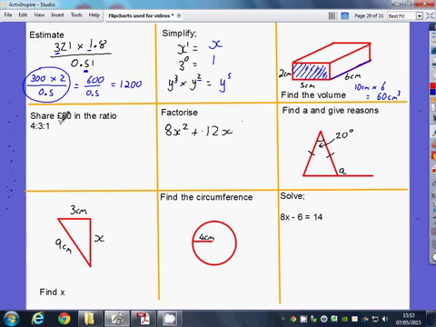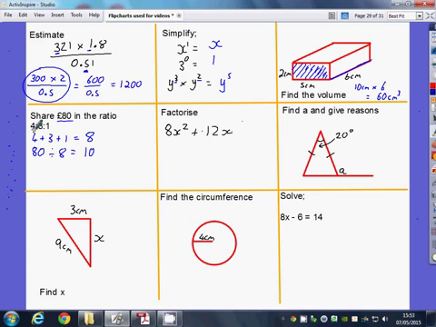Number 4, sharing in a ratio. So share £80 in the ratio 4 to 3 to 1. So the first thing we do is add the parts together. We've got 4 parts, 3 parts, and 1 part, which is a total of 8 parts. Well, if I'm sharing out £80, to find out what each part is worth, I do 80 divided by those 8 parts, which gives me 10. Then it's nice and easy. We've got each part's worth 10.